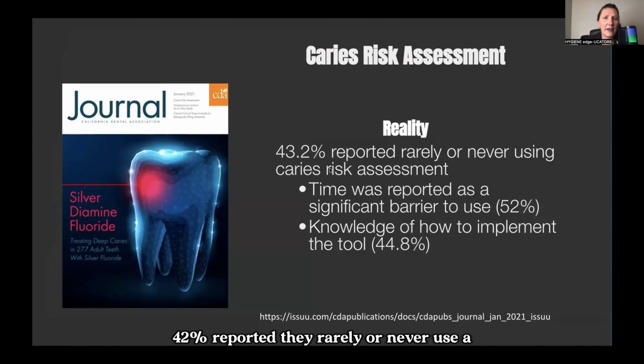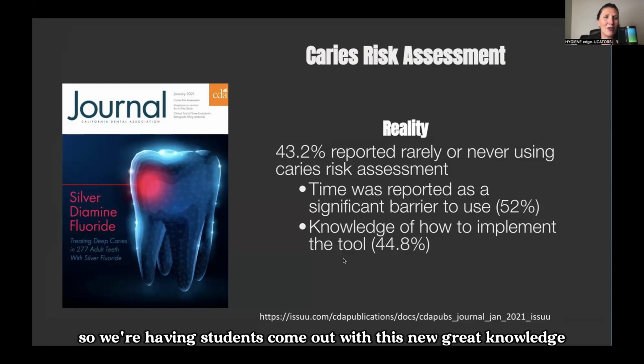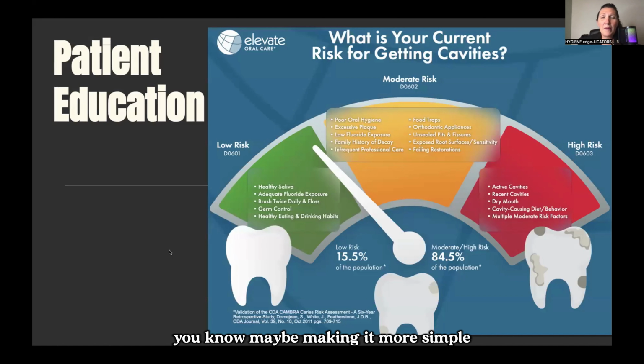42% reported they rarely or never use a caries risk assessment due to time and maybe knowledge of how to implement it. Sometimes if we don't learn it in school, it's hard to be like, I'm going to do it, right? So we're having students come out with this new great knowledge, maybe making it more simple.